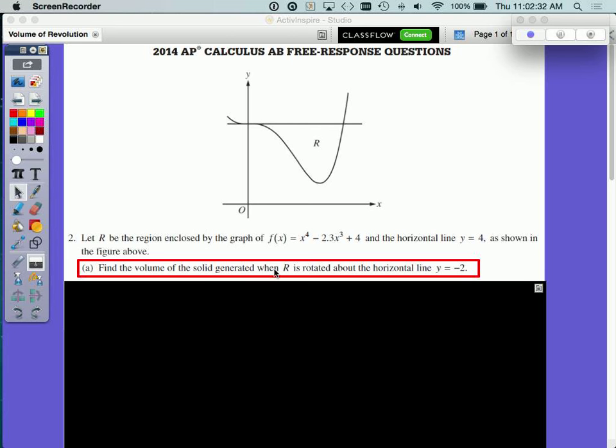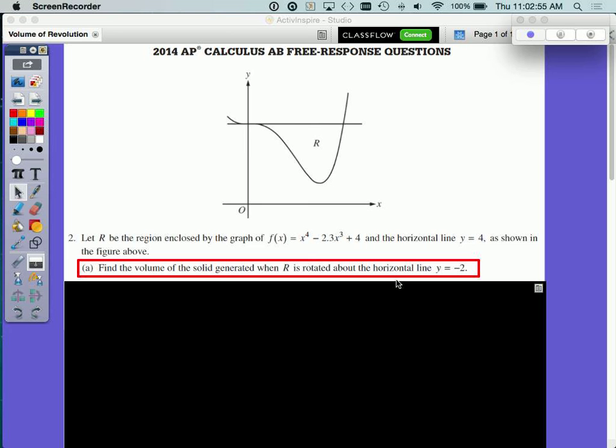So part A, question 2, says let R be the region enclosed by the graph of f of x equals x to the fourth minus 2.3x cubed plus 4, and the horizontal line y equals 4 as shown in the figure above. And we can see that they've drawn the graphs for us and they've identified the region R. Part A says find the volume of the solid generated when the region R is rotated about the horizontal line y equals -2.